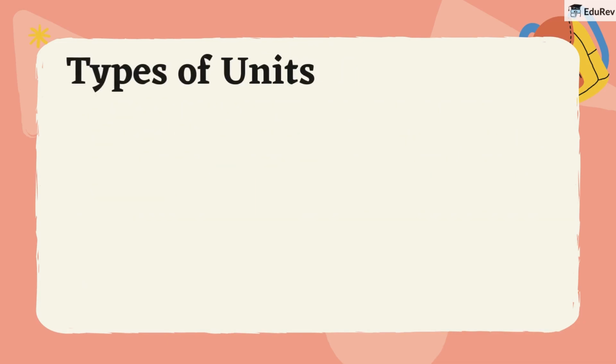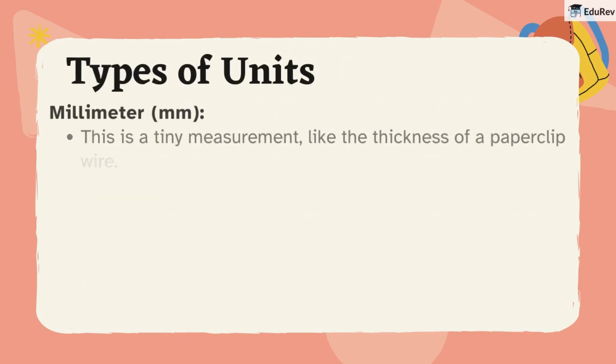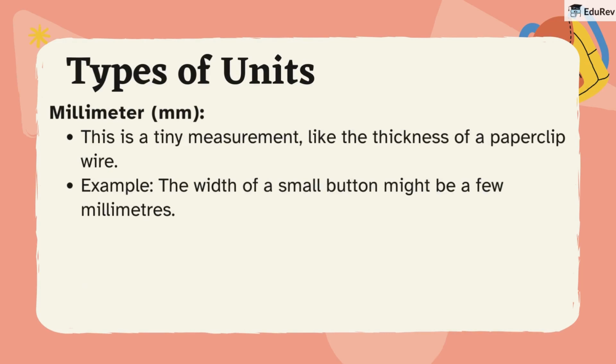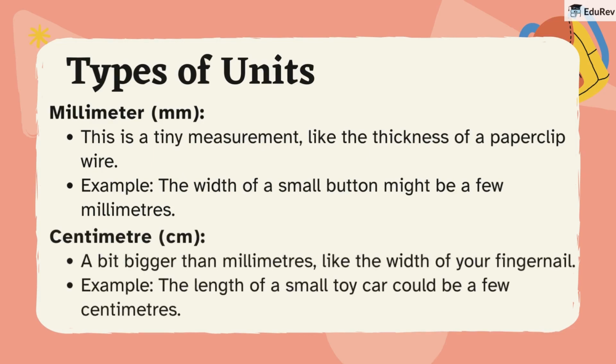Let's discuss different types of units. Millimeter or mm. This is a tiny measurement, like the thickness of a paperclip wire. For example, the width of a small button might be a few millimeters. Centimeter or cm. A bit bigger than millimeters, like the width of your fingernail. For example, the length of a small toy car could be a few centimeters.